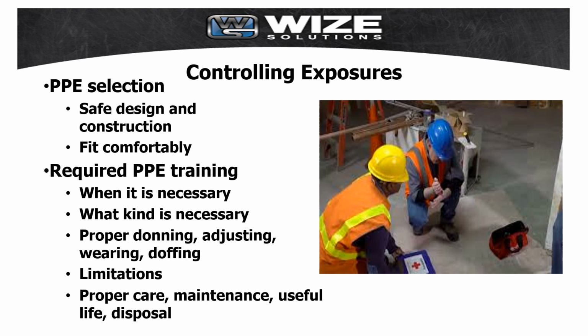When engineering, work practice, and administrative controls are not feasible or do not provide sufficient protection, employers must provide personal protective equipment to their workers and ensure its proper use. Employers are also required to train each worker required to use personal protective equipment to know when it is necessary, what kind is necessary, how to properly put it on, adjust, wear, and take it off, the limitations of the equipment, and proper care, maintenance, useful life, and disposal of the equipment.